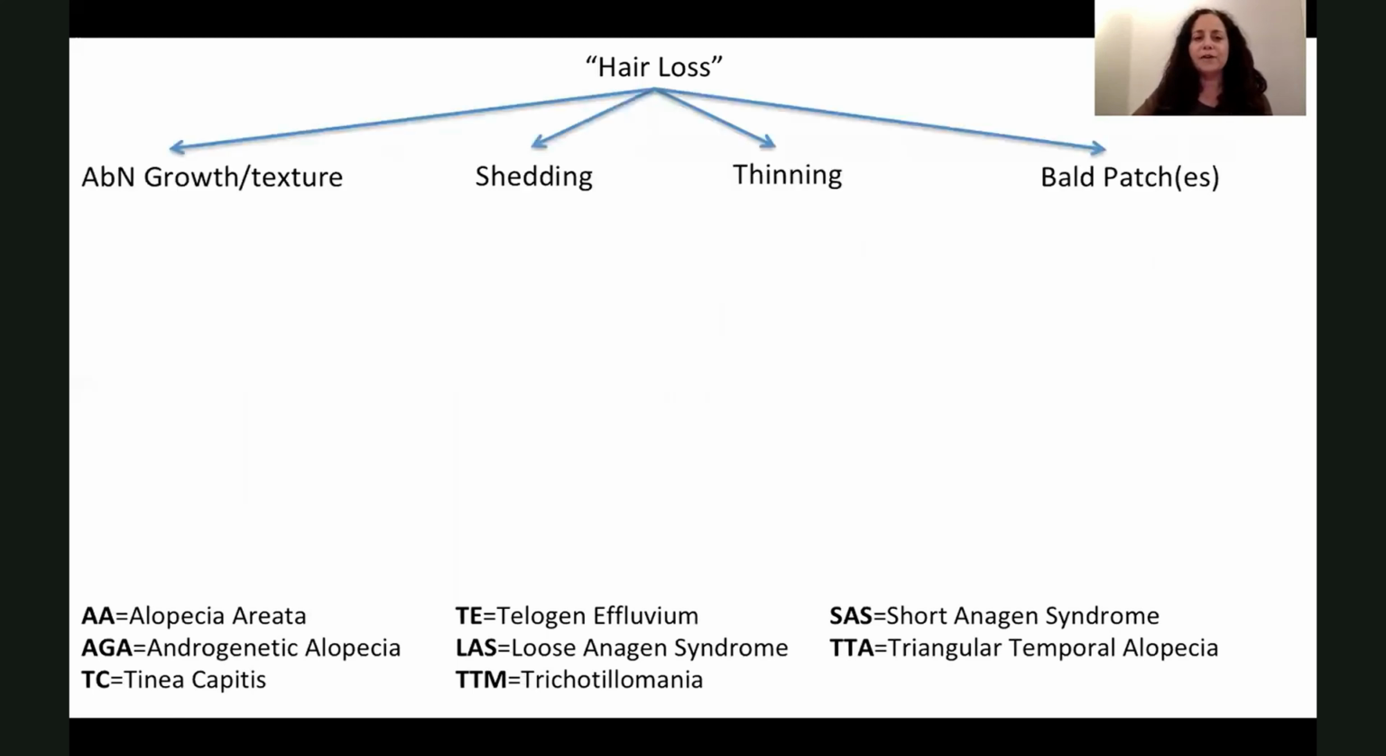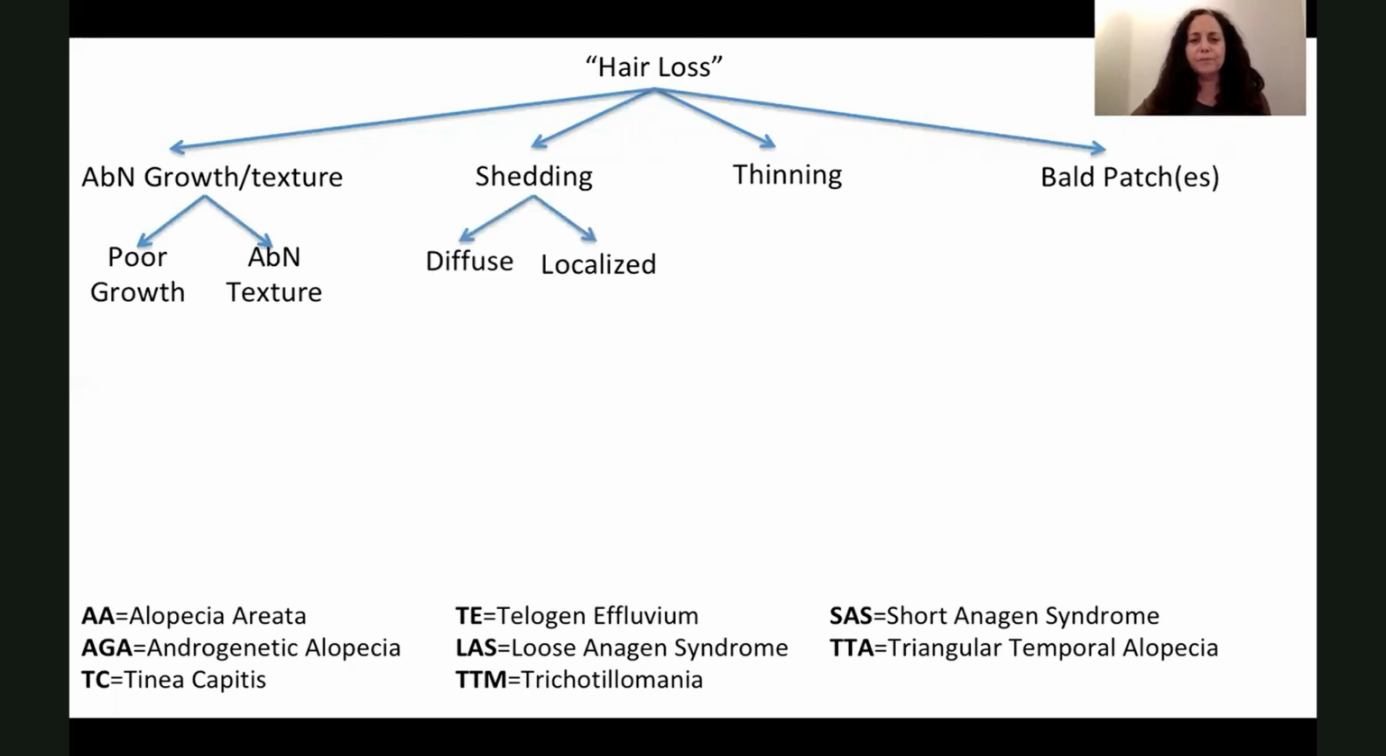We'll look at the four categories: abnormal growth or texture, and this can include breakage as well, increased shedding, increased thinning of the hair, or decreased density is the other way to look at that, and bald patches. So we can subdivide this. The next level would be with abnormal growth or texture of the hair follicle. We would sort of divide those into two different things, although they can have some crossover. For shedding, thinning, and bald patches, we tend to divide it between diffuse and localized.